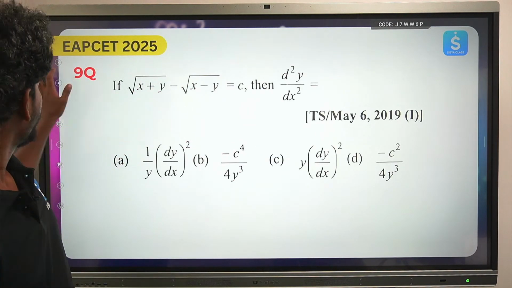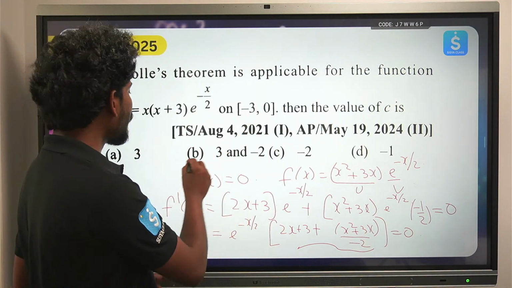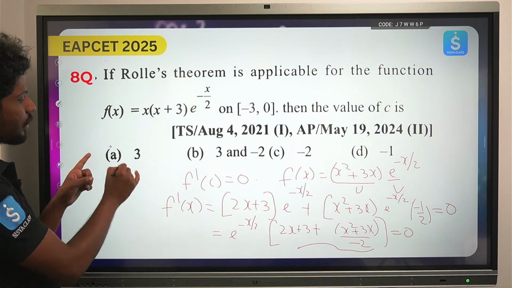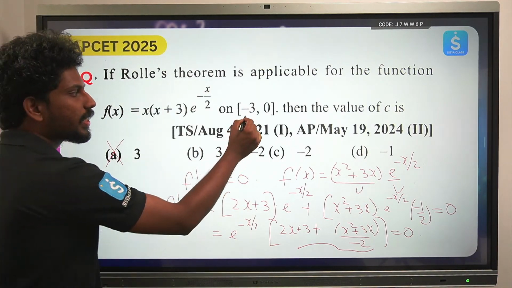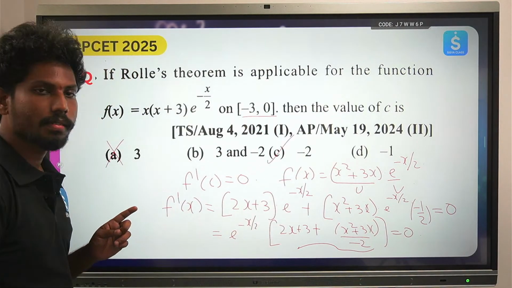Now here, if you see 3 comma minus 2, here 3, again there is a chance that you will apply 3. Here the interval he is mentioning is minus 3 to 0. So the only option true is option C.